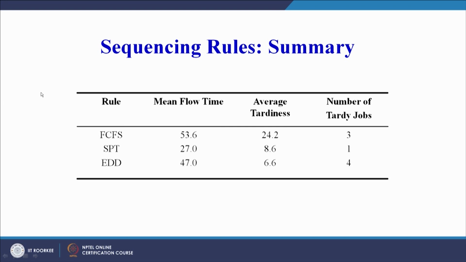So we can see we have taken 3 different rules for sequencing the jobs on a single workstation and tried to calculate the response criteria, or we can say tried to calculate the measures based on which we can compare. So these measurements or calculated values are of mean flow time, average tardiness and the number of tardy jobs.